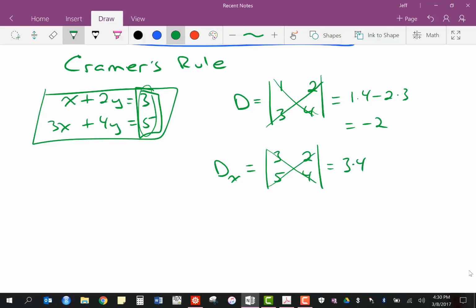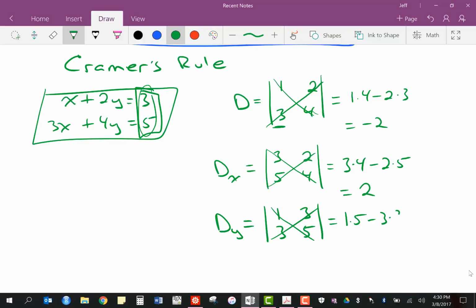Then I take the determinant, multiply that way and that way. So 3 times 4 minus 2 times 5. So that's going to be 12 minus 10 is 2. And then I calculate d sub y in a similar way. I replace the y column with the 3 and the 5, and I leave the x column the way that it was back up here in the original one. Multiply in this direction, so 1 times 5 minus 3 times 3, that's 5 minus 9 is negative 4. So I find d, which is the determinant of the coefficient matrix, and then these two determinants here.